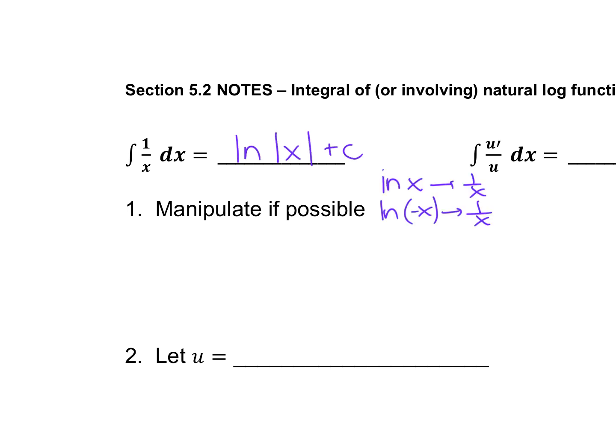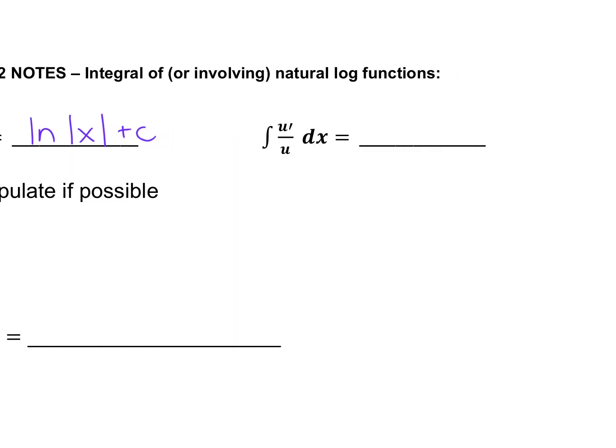Now, to give you the chain rule version of that, the integral of u prime over u is going to be the ln of the absolute value of u plus c. Excuse me, that did not show up right. So what we're going to start doing is looking for that u prime over u.